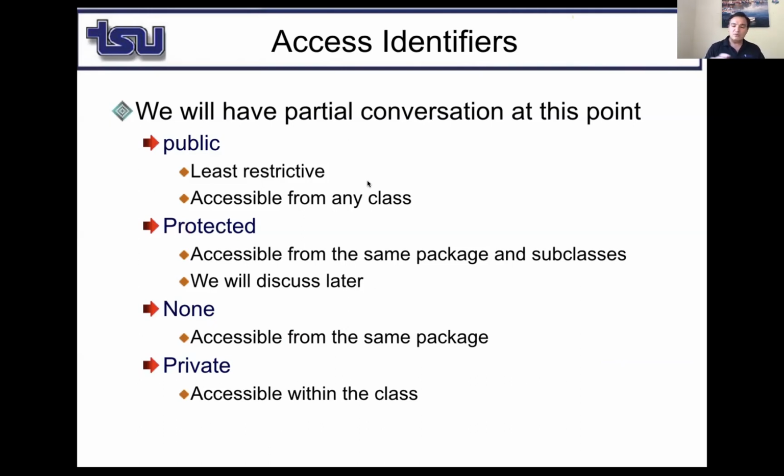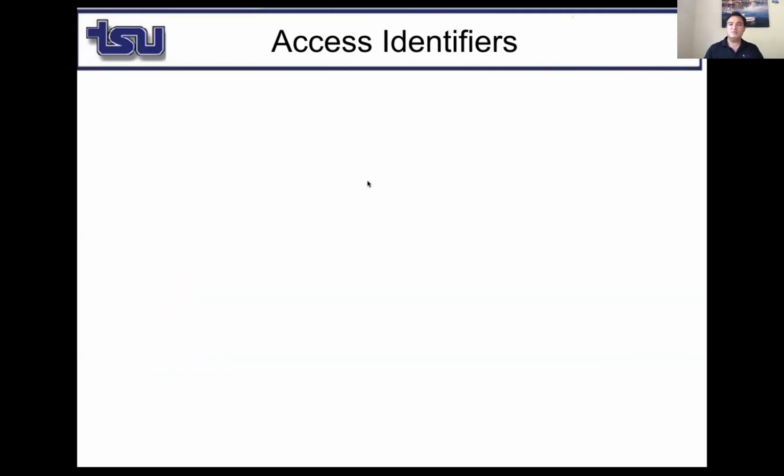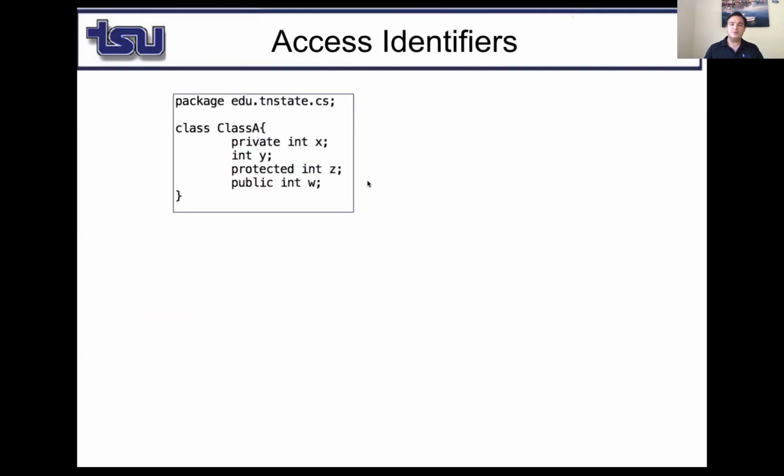Protected, we'll talk about this later. Protected is accessible from the same package or subclasses. You don't know the subclasses concept yet. Public is least restrictive. It's accessible from any class. So what does it mean? I mean, I know that may not mean much unless I show you an example. Think about this. I have class A. When I put package edu.tnstate.cs, that means, we will see it probably in the next video, how to create a package, okay?